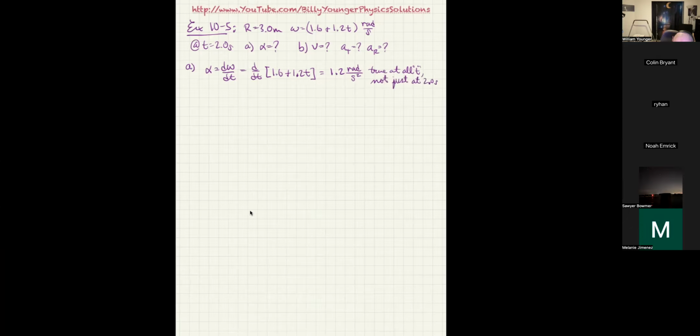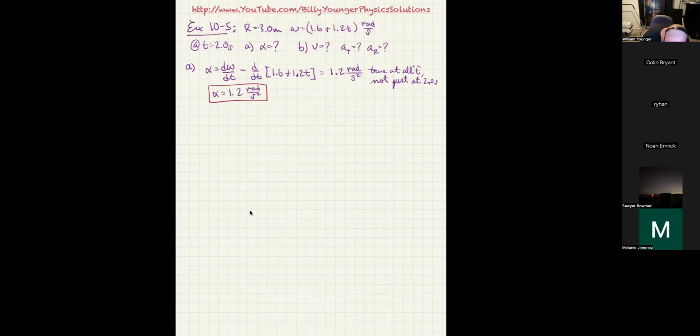So this is one of those cases where they told us specifically at 2 seconds, but we calculated the acceleration and it turns out to be a constant. So it's going to be that acceleration at all times, not just at 2.0 seconds. But now we can go ahead and write down that alpha is equal to 1.2 radians per second every second, and I'll box that off.